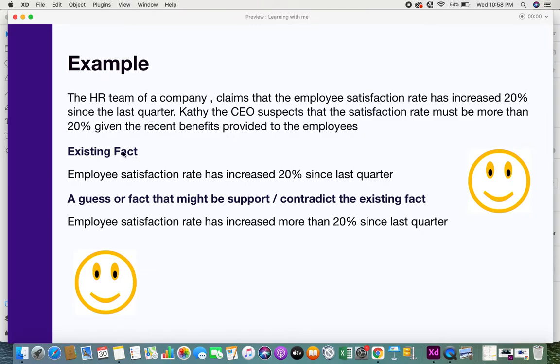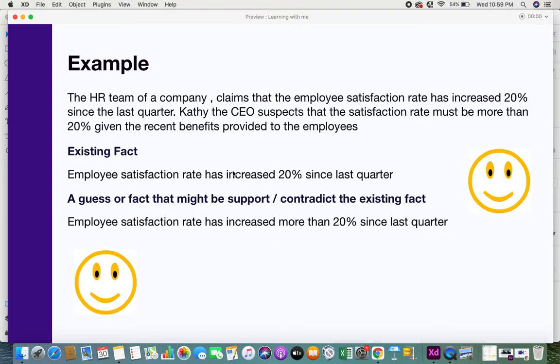Given this statement, the existing fact is that the employee satisfaction rate has increased 20% since last quarter. And the fact that contradicts it is something that the CEO guessed, which might or might not be true when compared to this existing fact. The contradicting fact is that the employee satisfaction rate has increased more than 20% since the last quarter. So these are the two facts stated by different people.